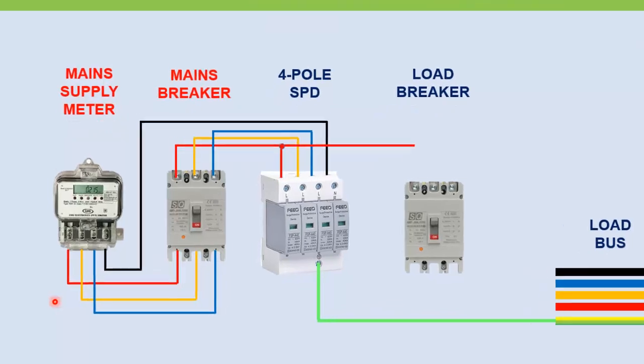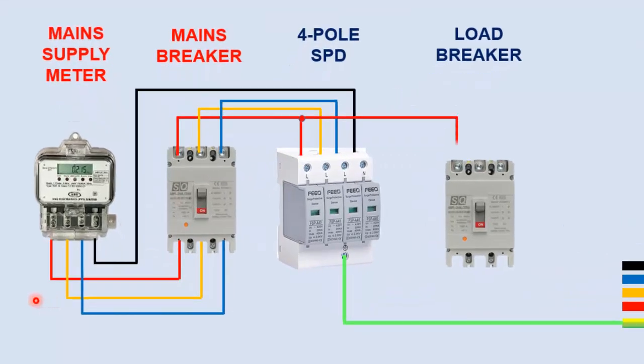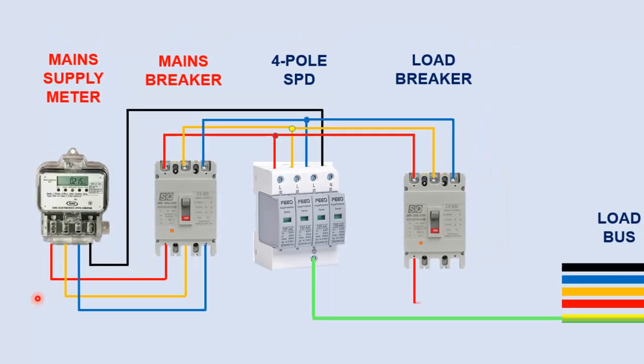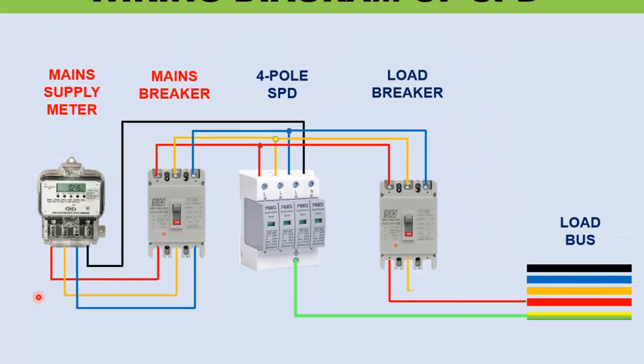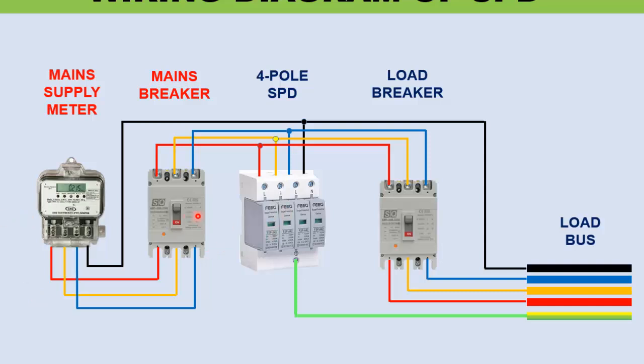From the line and neutral terminals of SPD, take another cable and connect with incoming terminals of load breaker one by one. Now connect other side of load breaker with load terminals. Remember, always add SPD after main breaker and before load breaker, so that whenever SPD short phase to ground, the short circuit can be interrupted by the breaker.